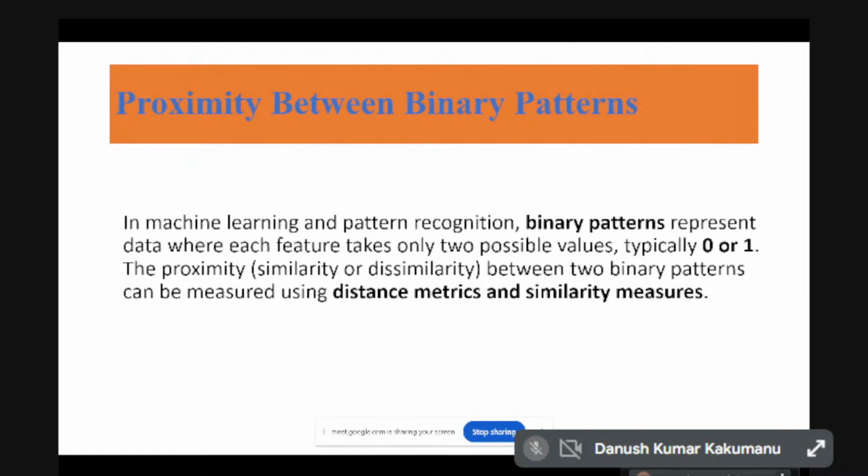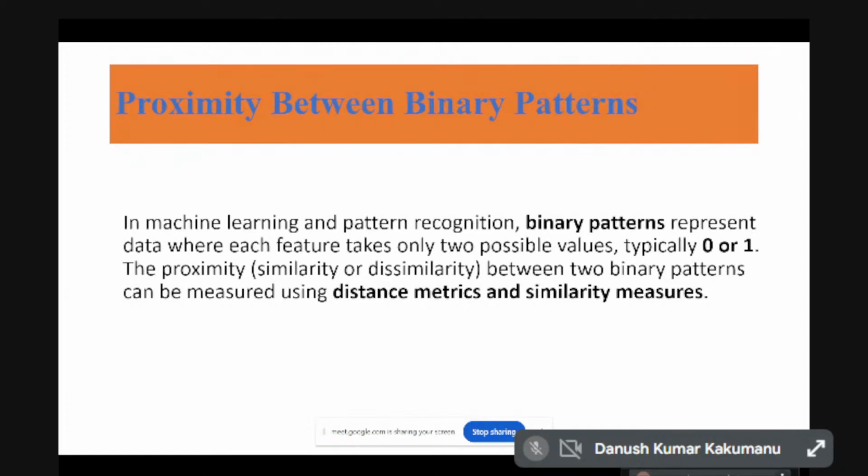The distance between the binary patterns, the similarity between the binary patterns, can be solved by using the proximity measures. Distance or similarity can be solved using distance methods or proximity methods for binary patterns. So now, by using these proximity measures for binary patterns, can we find similarity between the patterns of two objects? Between two objects, can we find dissimilarity?